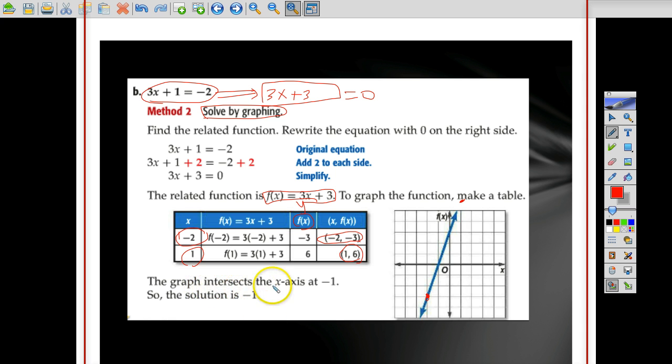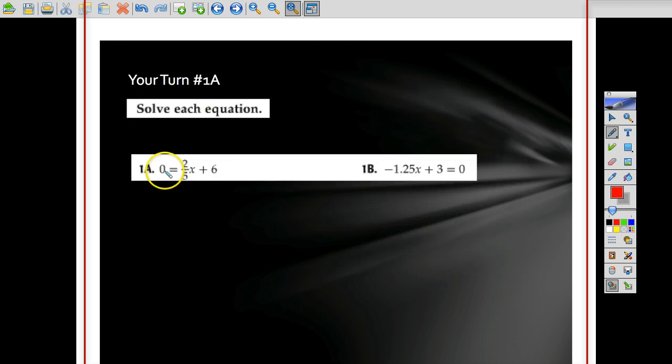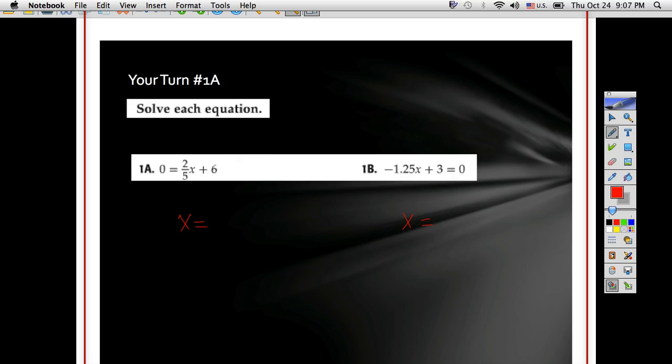So the graph intersects the x-axis at -1 right here. So the solution is -1. Okay, so we're finding for the x-axis, which is right here. All right, so here's your turn, 1a and 1b. Solve each equation. So you're just going to find out what x equals, and same for here. Okay, and come back when you're done.